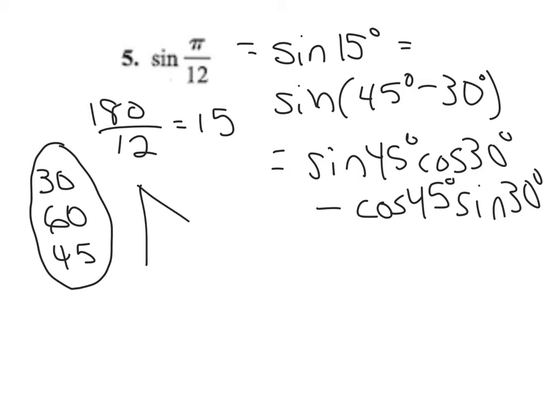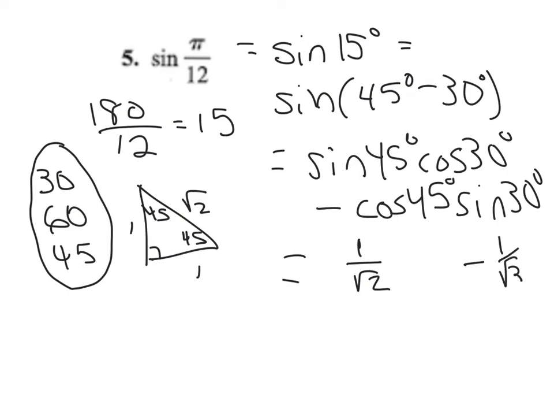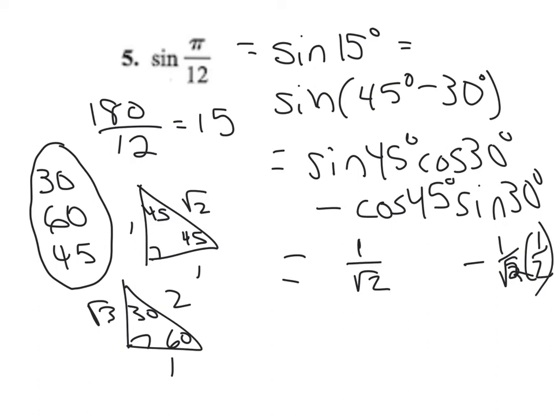If we use our special right triangles to help us here, the 45, 45, 90, sine is opposite over hypotenuse, so that's going to be 1 over root 2. And the cosine is adjacent over hypotenuse, so that's also 1 over root 2. And then if we draw our 30, 60, 90, the sine of 30 is opposite over hypotenuse, so it's a half. And the cosine of 30 is adjacent over hypotenuse, so it's square root 3 over 2.